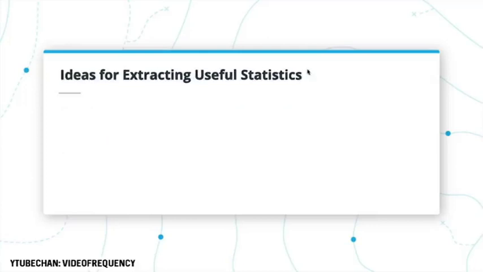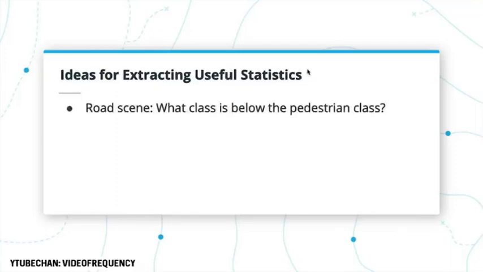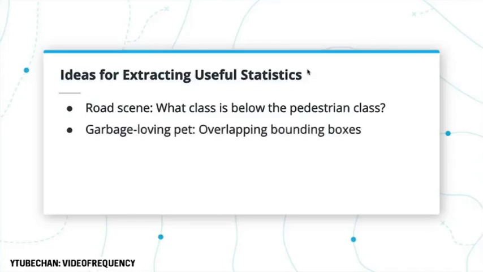Let's consider some basic logic to extract useful data from the model outputs. In the road scene, you could perform an analysis on what the pedestrian class appears over. Is it a road or a sidewalk? Or in this case, it could even be combined with other sensor data. Is the pedestrian moving toward the road or away from it? For the pet getting in the trash, if the bounding box for the trash can and the dog overlap at all, play the warning sound.